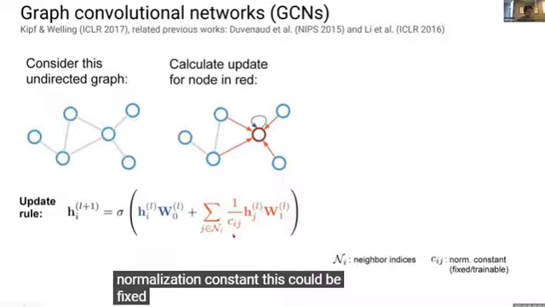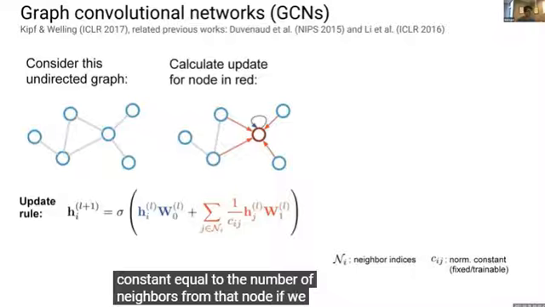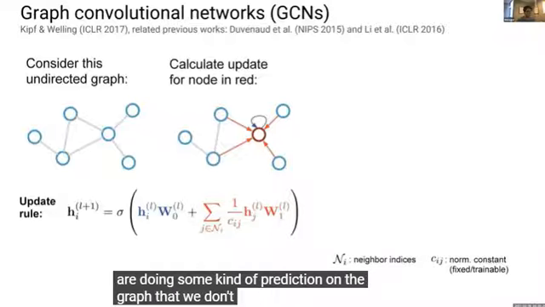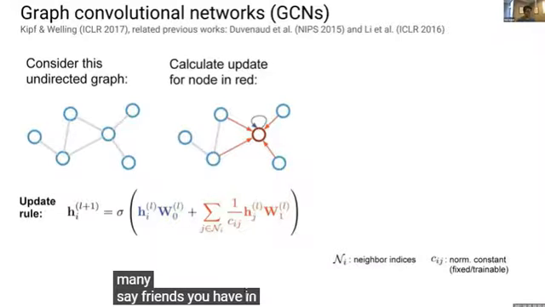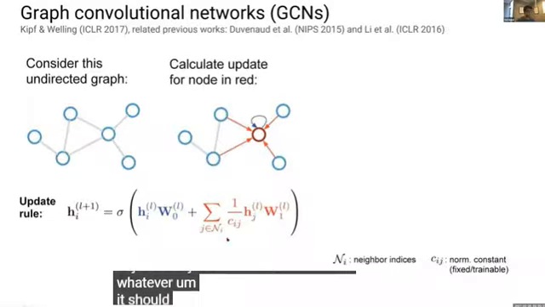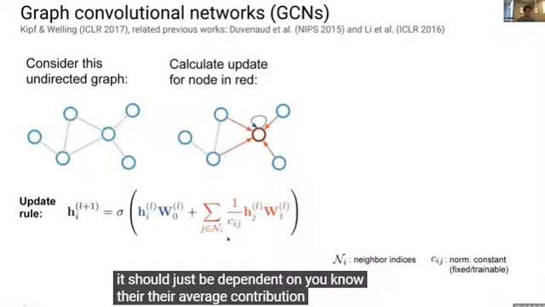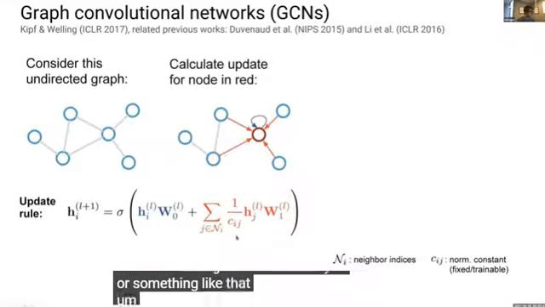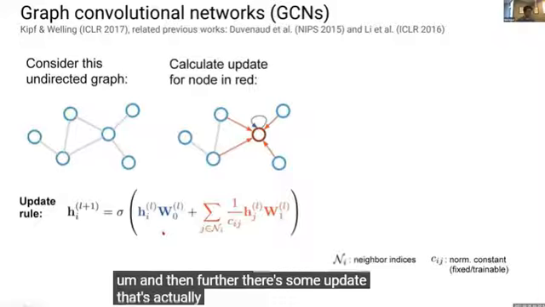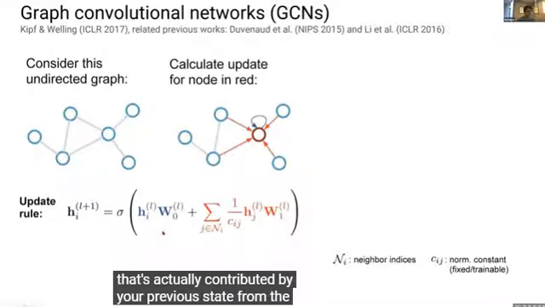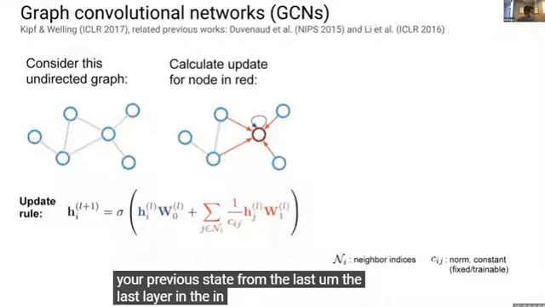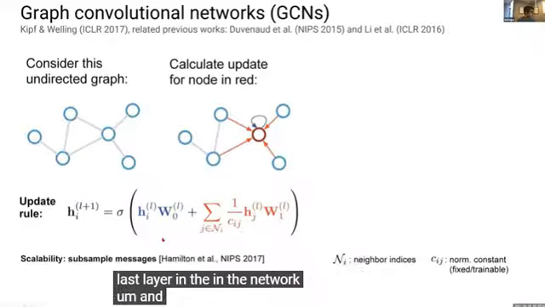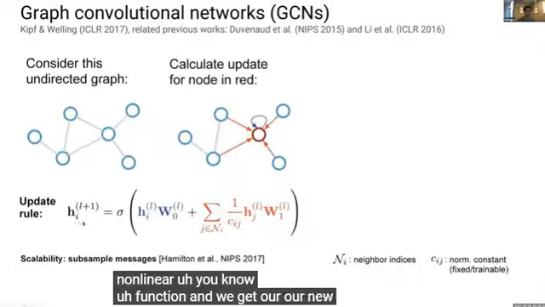This could be fixed. Maybe we could have a constant equal to the number of neighbors of that node. If we are doing some kind of prediction on the graph that we don't think should scale or be dependent on just how many, say, friends you have on Facebook, it should just be dependent on their average contribution to you or something like that. And then further, there's some update that's actually contributed by your previous state from the last layer in the network. And all in all, we then apply a nonlinear function, and we get our new state for that node.